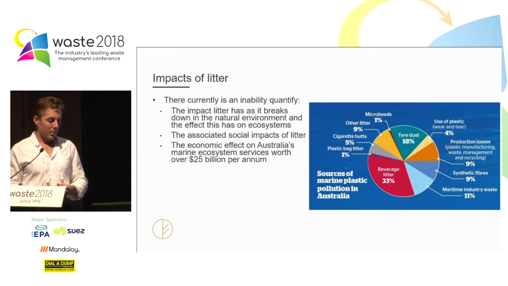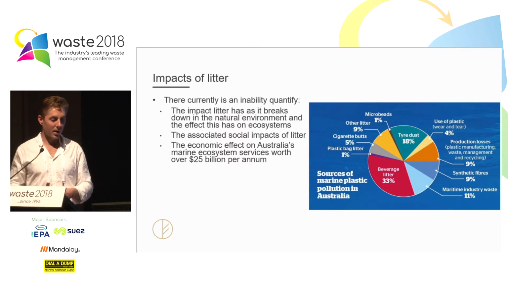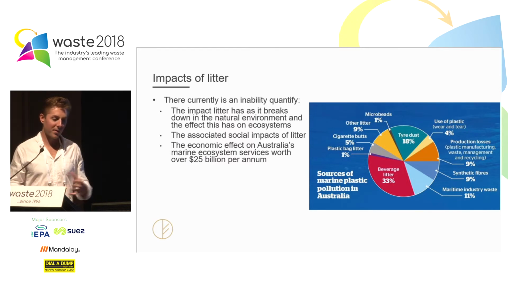So the graph here shows the sources of marine plastic pollution in Australia. We do have a really good understanding of the composition of marine litter and where it's coming from, and how it's moving around the globe through currents and oceans. But again, we don't have a method of quantifying the impact it then has as it breaks down in the natural environment and the effect this has on ecosystems. So, we're aware of what's happening, but again, we can't quantify that into a usable data set.